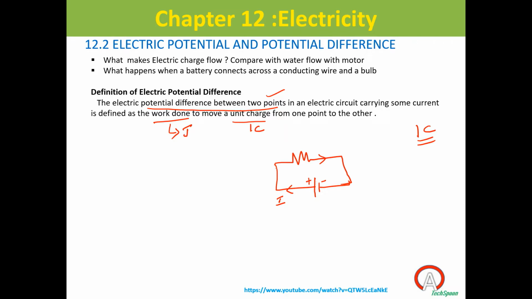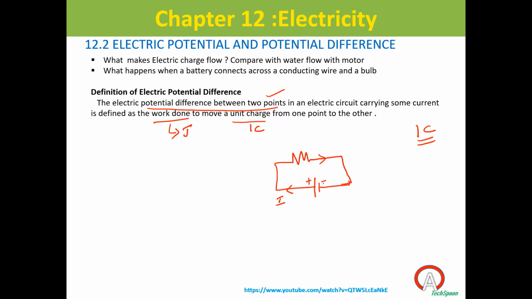See, what is electric current? It is nothing but the movement of charge. So we are taking unit charge, that is 1 coulomb. If I want to move 1 coulomb of charge from this positive terminal to this negative terminal, I need to provide some energy, right? So here, who is giving the energy? Battery or the cell, right?